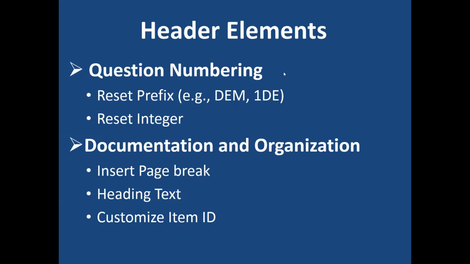First, you can modify your question numbering for your survey by resetting the prefix, which can be up to 3 letters or a number plus letters. It just can't end in a number. You can also reset the integer. Headers are also useful for documentation and organization. You can insert a page break as well as heading text and customize your item ID, and these types of options show up in your paper documentation, including the codebook.